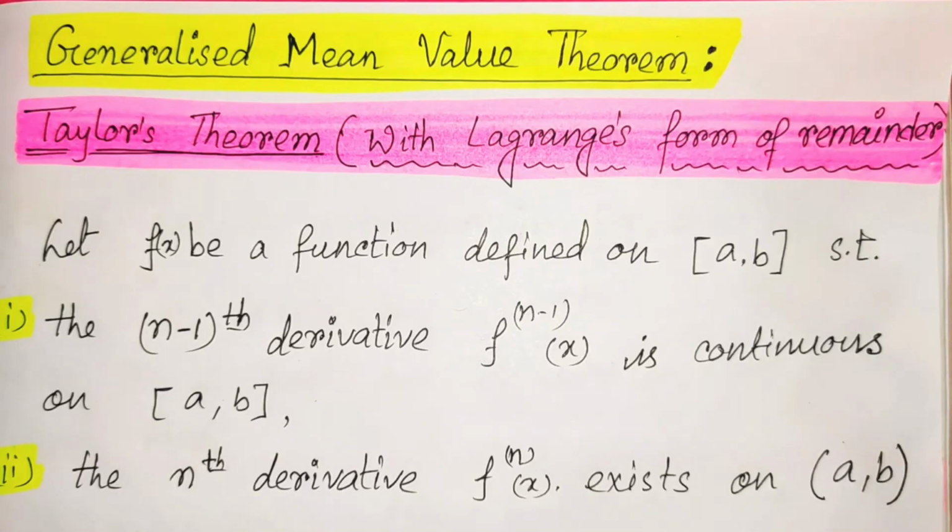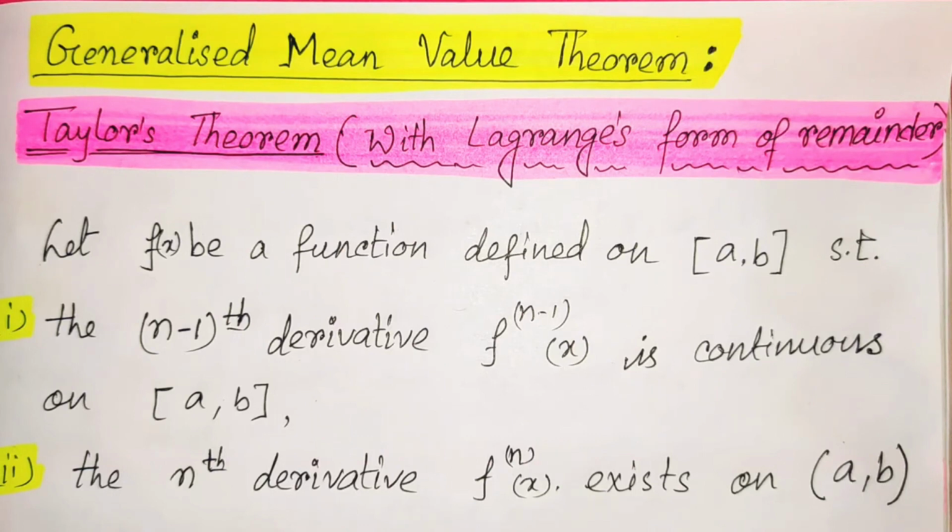In this video, we are going to generalize the mean value theorem. We have learned till date Rolle's theorem, Lagrange mean value theorem, and Cauchy mean value theorem. Now we are doing the generalized mean value theorem, which is basically called Taylor's theorem. Taylor's theorem has two formats. First we will discuss Taylor's theorem with Lagrange form of remainder, and next Taylor's theorem with the Cauchy form of remainder.